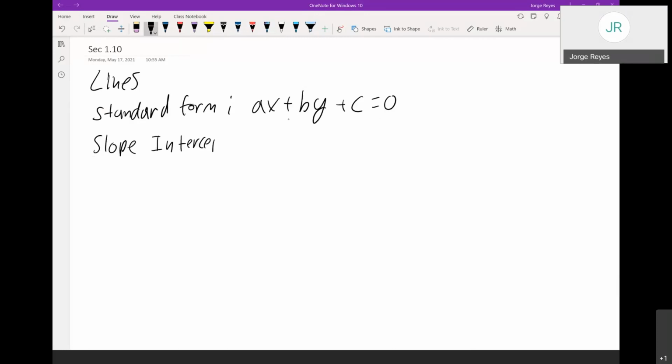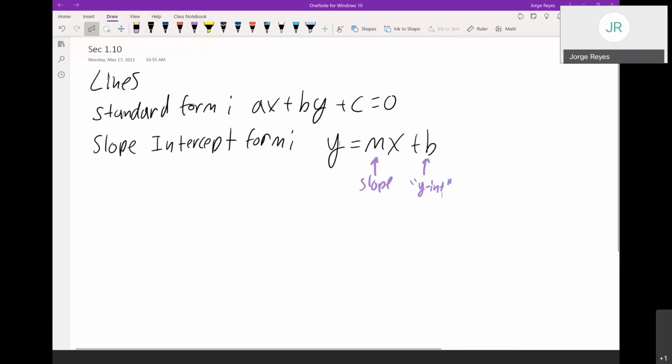slope-intercept form. This one is y = mx + b, and that should hopefully sound very familiar. M is the slope. B is the y-intercept. This is why it's called slope-intercept form, because when it's in this form, you can just see the slope and the y-intercept.